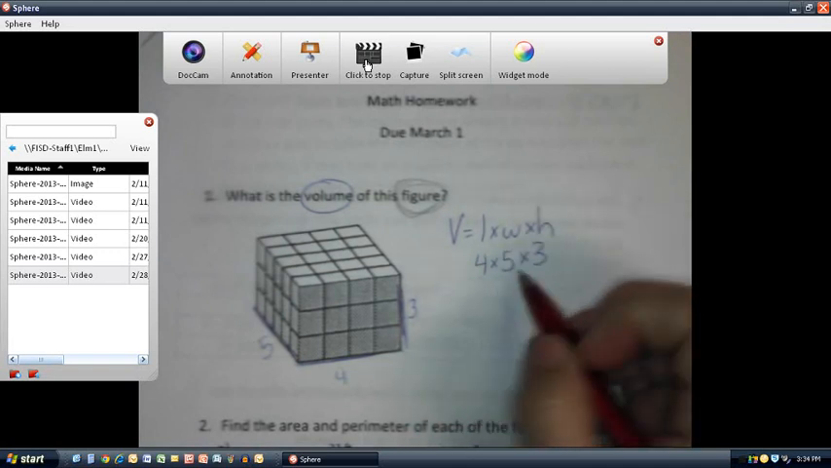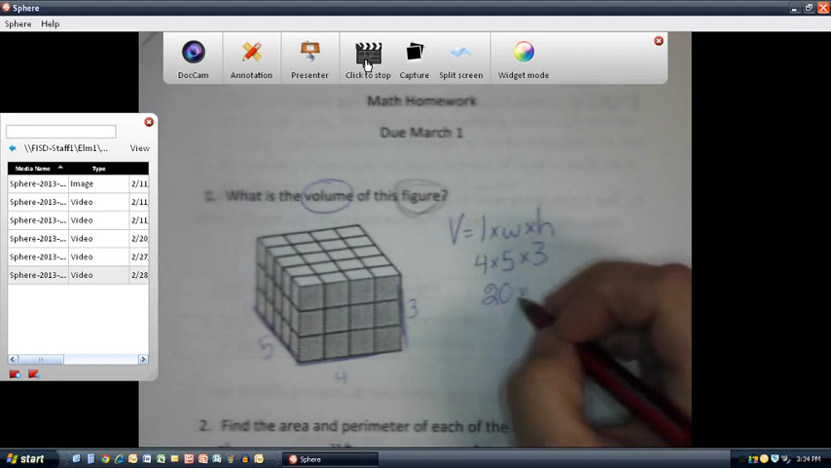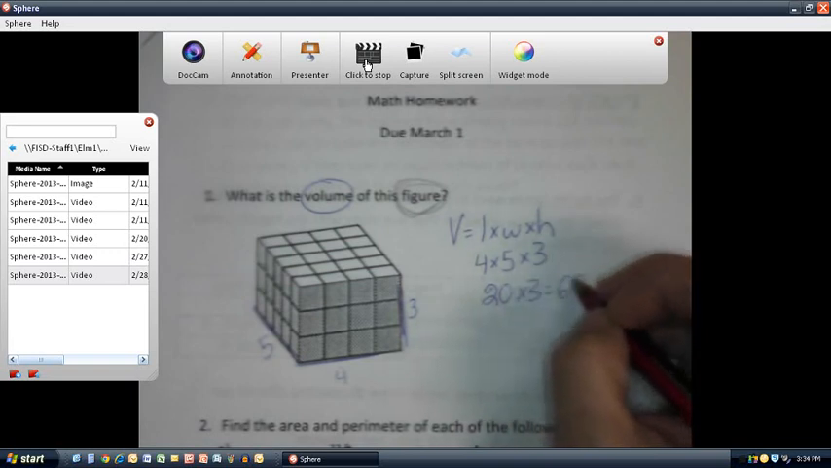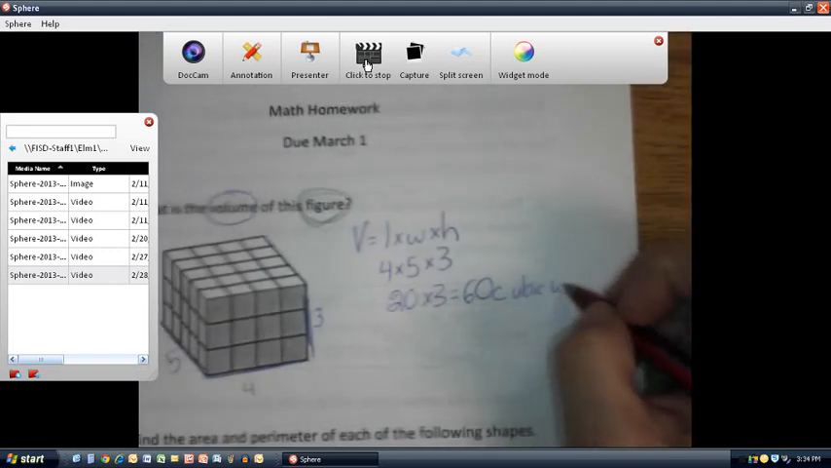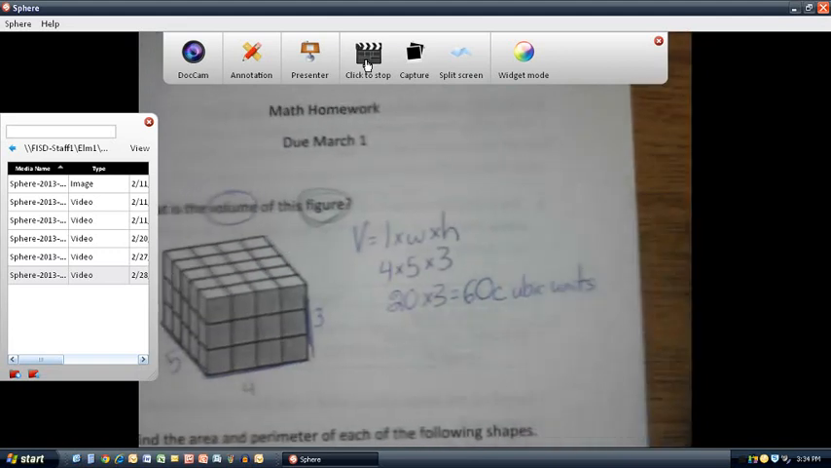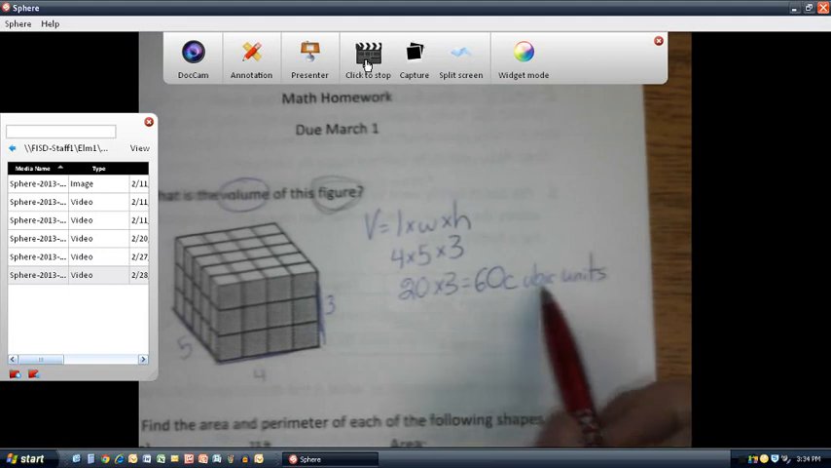So 4 times 5 is 20, times 3 is 60 cubic units. We don't know what those units are because it doesn't tell us, so we're just going to use the units.